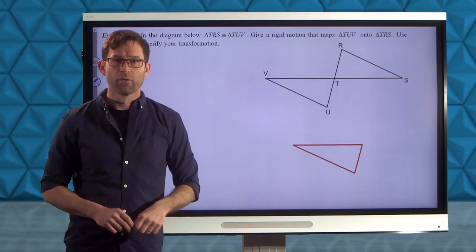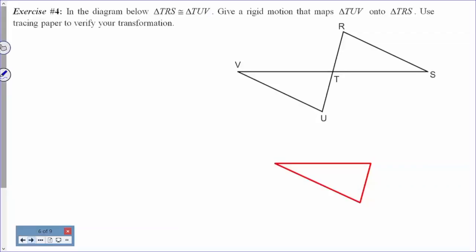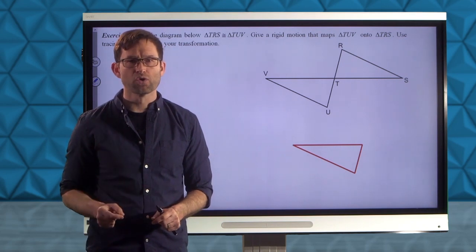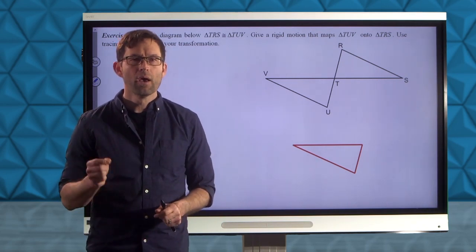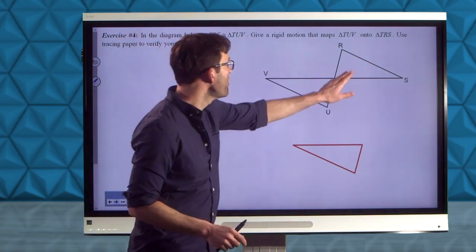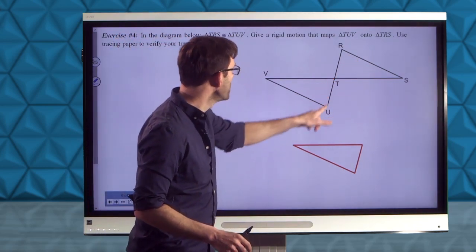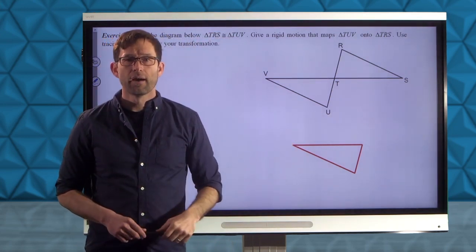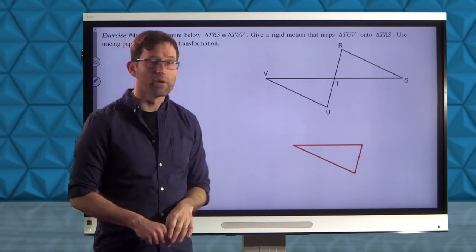Let's take a look at exercise number 4. In the diagram below, triangle TRS is congruent to triangle TUV. Give a rigid motion that maps TUV onto TRS. Use tracing paper to verify your transformation. Again, I am looking for just a single rigid body motion, not a combination. We'll get into those in a little bit, but a single rigid body motion that will map TUV, I guess it's this one, TUV onto TRS. Take a little bit of time now to think about what that would be. Use tracing paper if you need to.